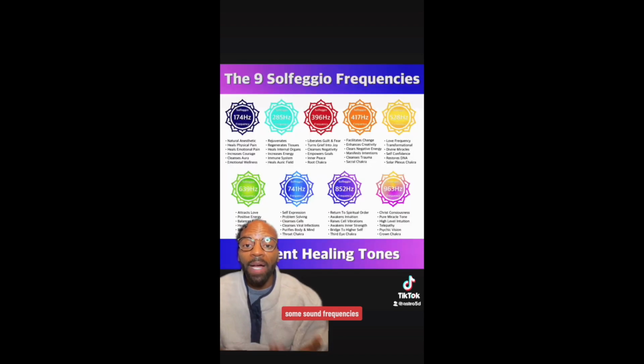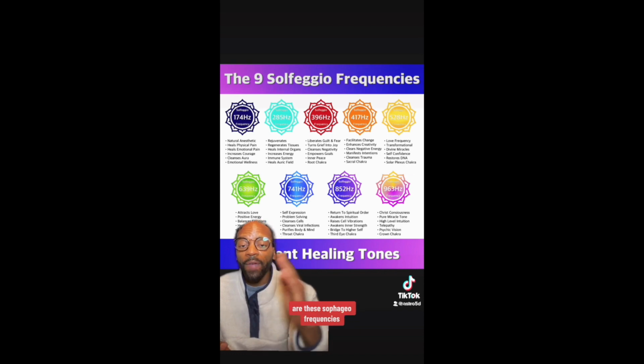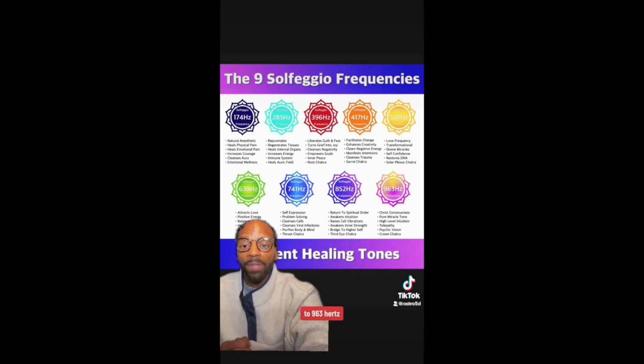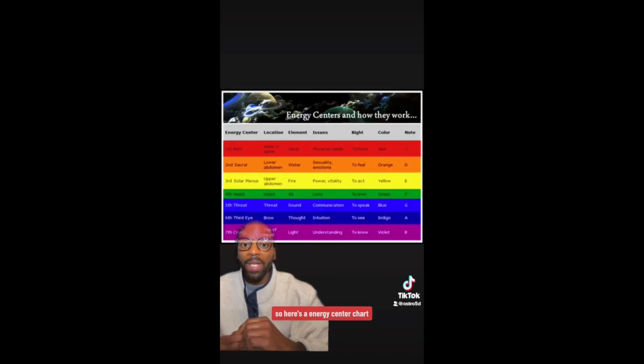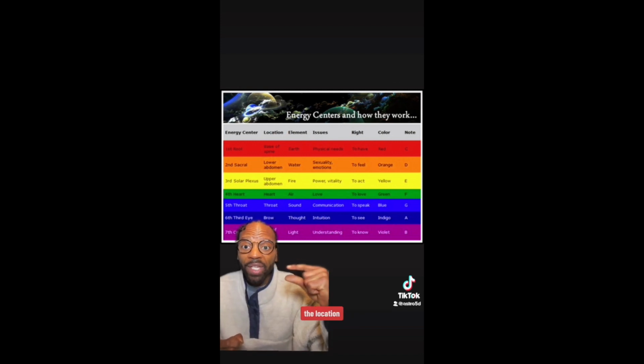Alright, and so some sound frequencies, healing frequencies, are these solfeggio frequencies going from 174 hertz to 963 hertz. And you can see 963 is Christ consciousness, pure miracle tone, telepathy. Every different frequency has a different attribute. So here's an energy center chart. It's telling you the note, which is like a sound note, the issues, the location, like upper abdomen is an E flat, right? And it's telling you that you can use this sound note to heal that organ.